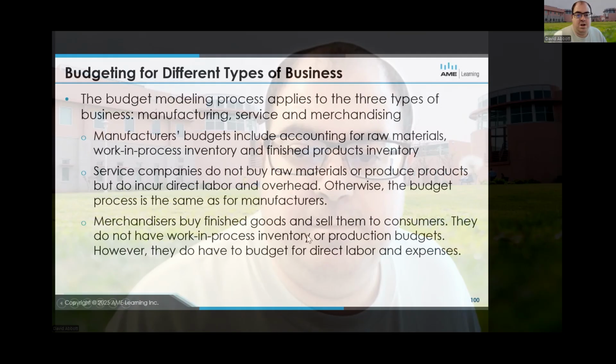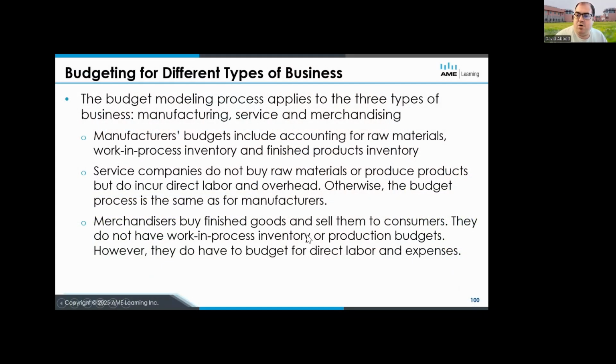All right, so now we're going to take a look at section 7.8, which is dealing with some additional considerations for budgeting. We know that the budget modeling process is going to apply to the three different types of businesses: manufacturing, service, and merchandising. So it doesn't matter what kind of business you have, you can still use pretty much the same process, but there might be some slight things that are different.